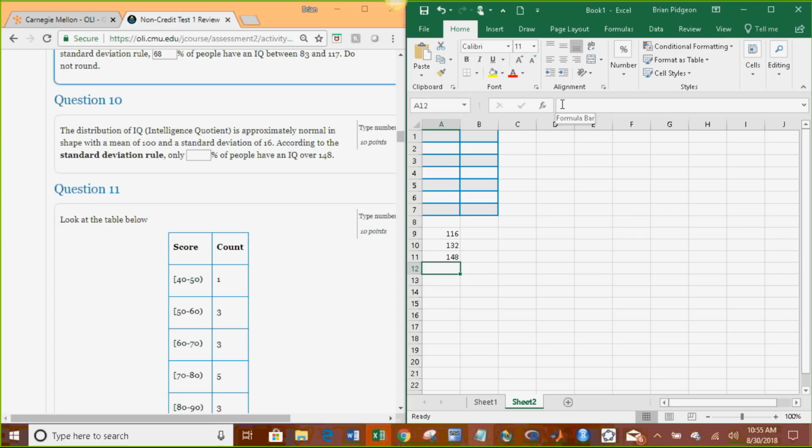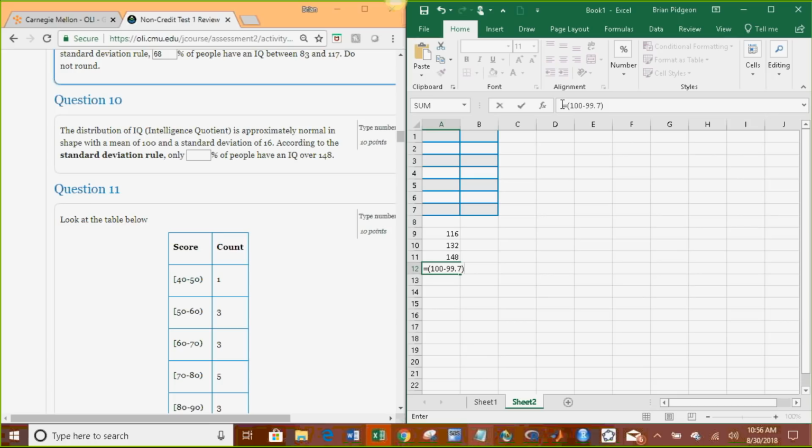So we want an IQ over 148. We know from the standard deviation rule that 99.7% of individuals are contained within 3 standard deviations of the mean. But we want outside of that. So we know that 100% of our data is going to be underneath the normal distribution, and we have the middle 99.7, which is within 3 standard deviations, and we want to know over that value.